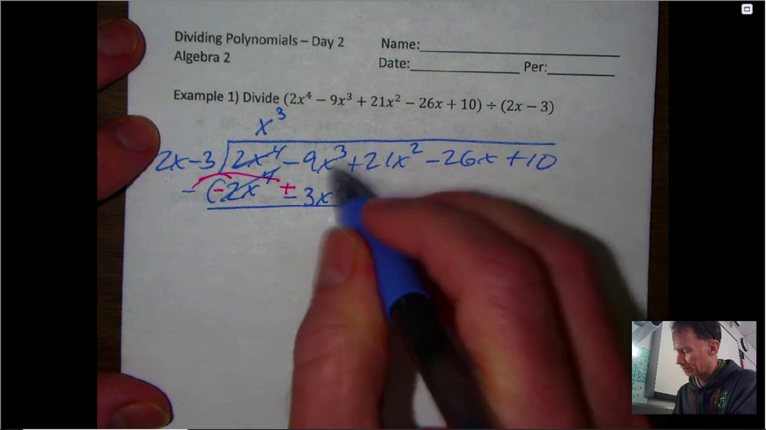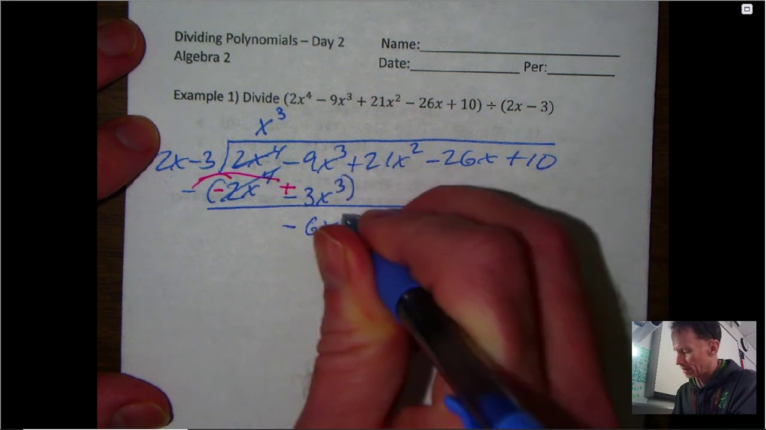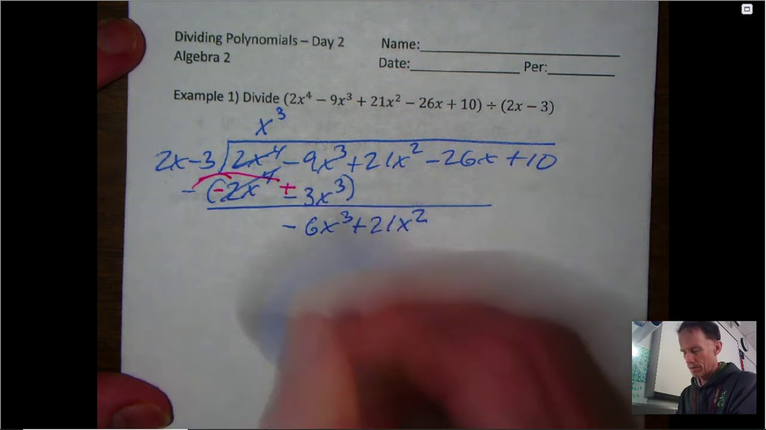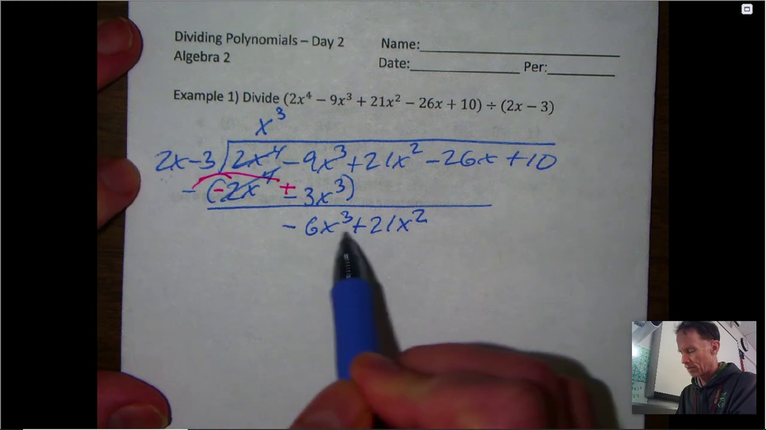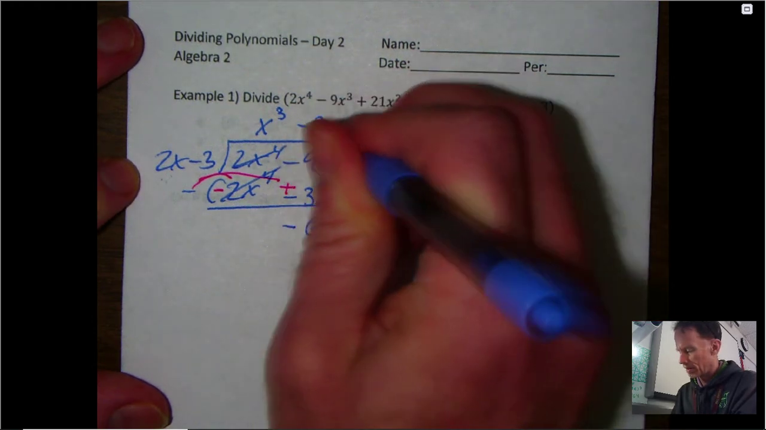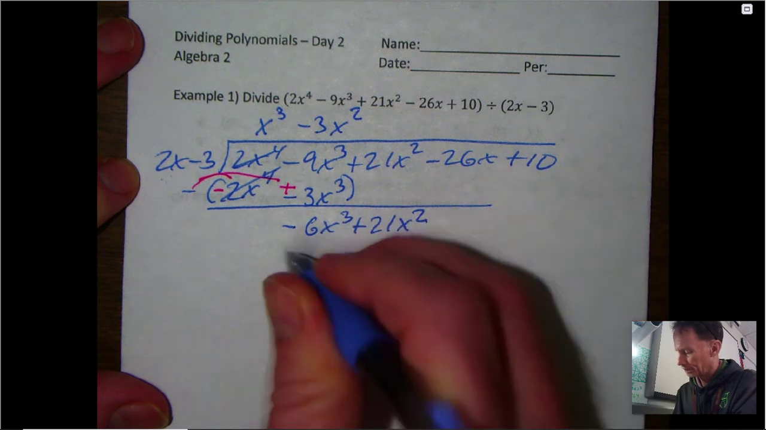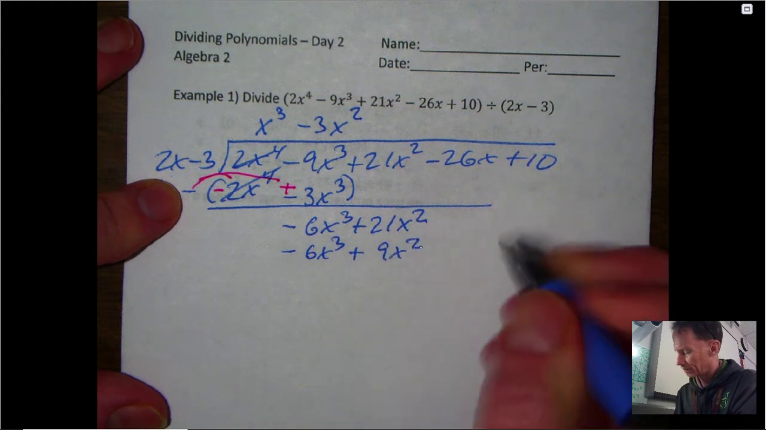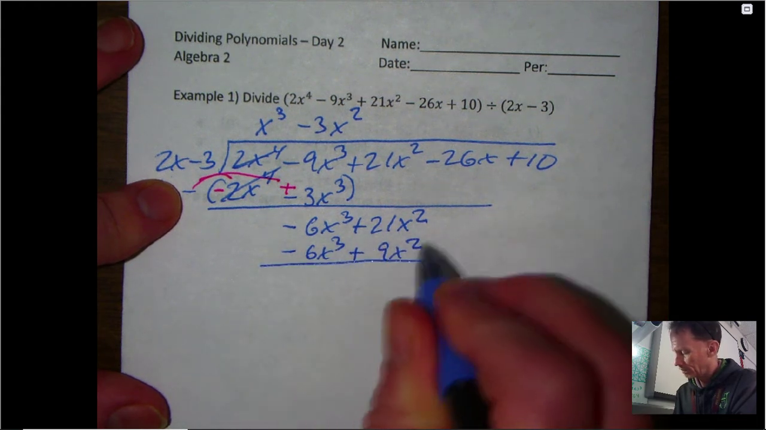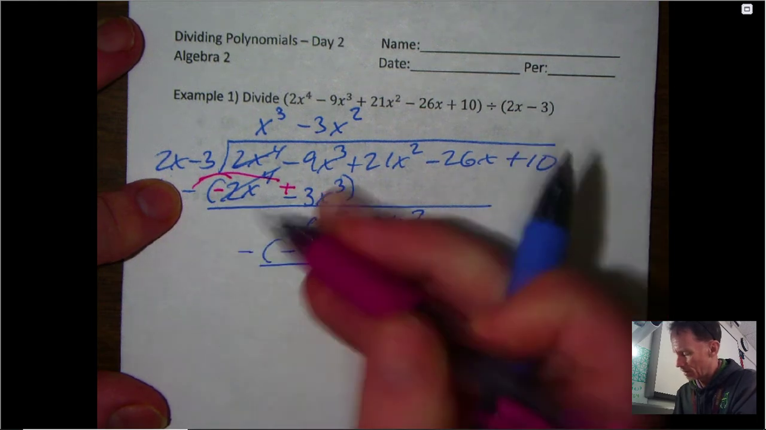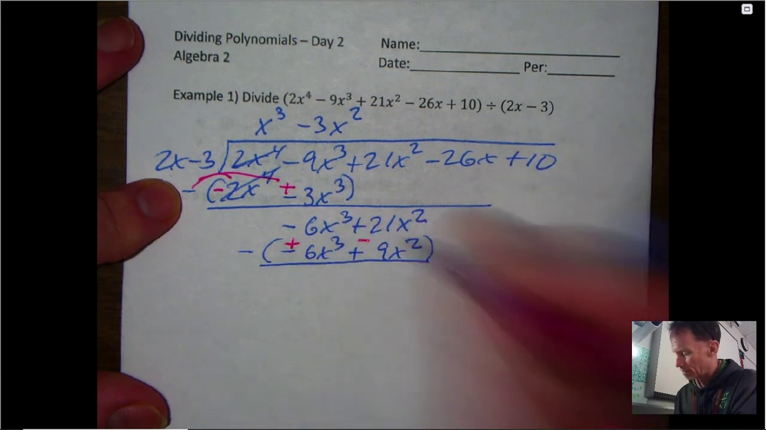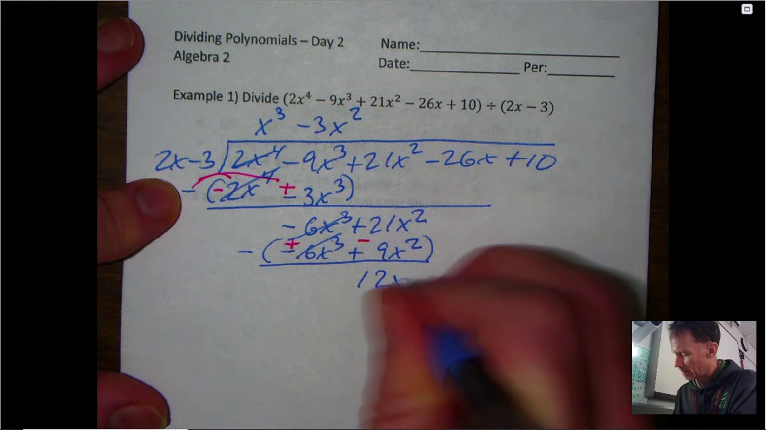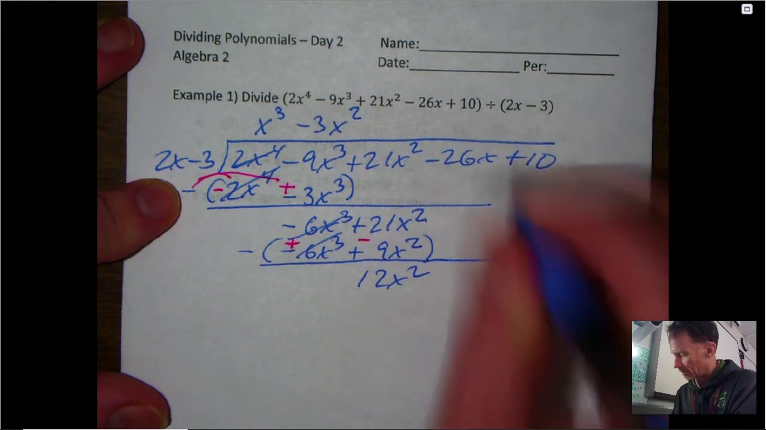So those guys cancel out. This will be negative 6. And then bring down the 21. Repeat the process, right? So 2x times what would give me negative 6x to the third? That's negative 3x squared. It's plus 9. And again, we are distributing, so that becomes a positive. That becomes a minus. Those guys go away, and we have 12x squared. Bring the 26x down.